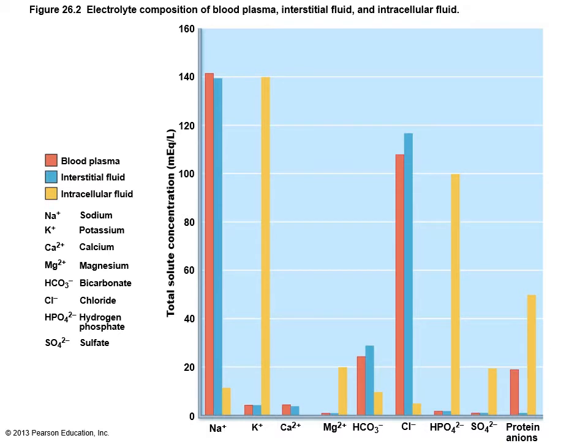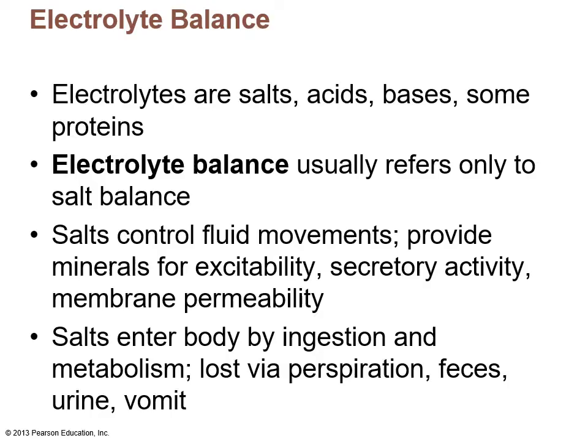This little chart gives you an idea of where these major electrolytes are found, whether they're found in blood plasma, interstitial fluid, or intracellular fluid. If you look at this right here, you see that your potassium is mainly found inside the cells, and if you look at sodium, it's mostly outside the cells in the interstitial fluid, and it's very high in blood plasma. So just some examples, and you can look that over.